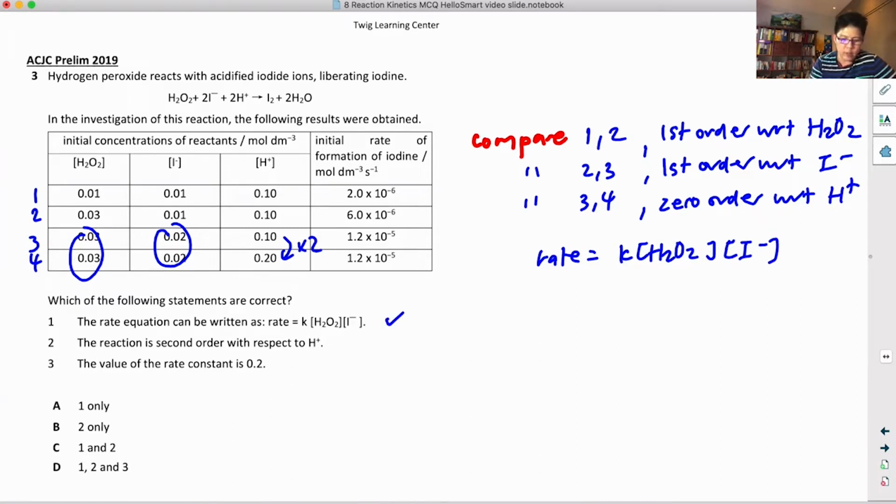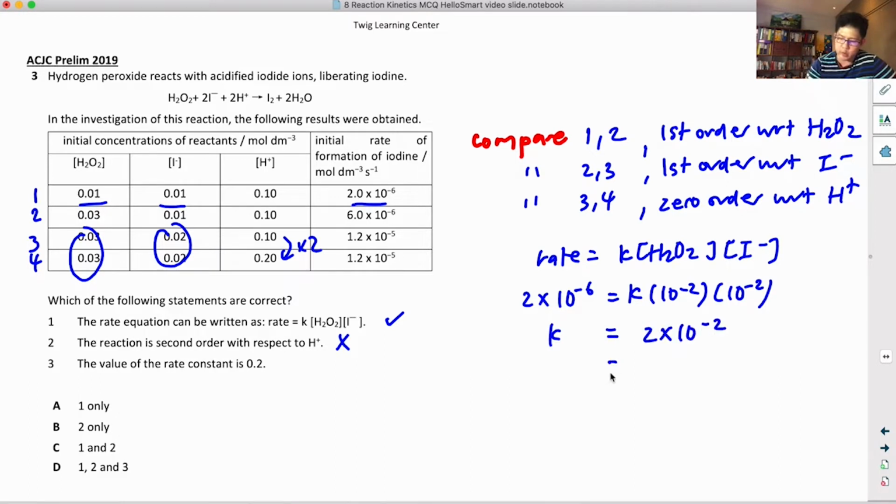The reaction is second order with H plus? Nope. In fact, it's 0 order. The value of the rate constant is 0.2? So what we can do is sub in the value. I'm going to use just experiment 1: 2 times 10 to the power minus 6 equals k, where the concentrations of H2O2 and I minus are 10 to the power minus 2 each. So you can see that k will turn out to be 2 times 10 to the power minus 2, which is actually 0.02. Can you see that? So this is definitely wrong. So the answer will be A.